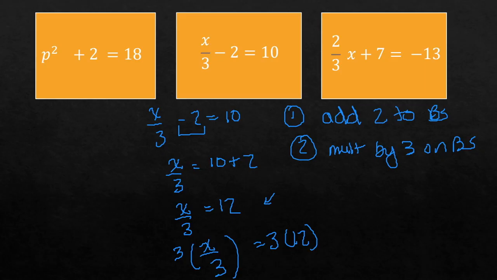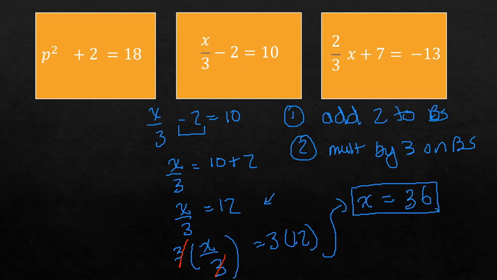So these 3's cancel, which is why I did it. If they don't cancel, then I did something wrong because I want to get to x equals something. So now I just have an x on the left-hand side, and then 12 times 3 is going to give me 36. And I don't have a plus or minus in this case because I haven't had to take a square root. So my answer is x is equal to 36.